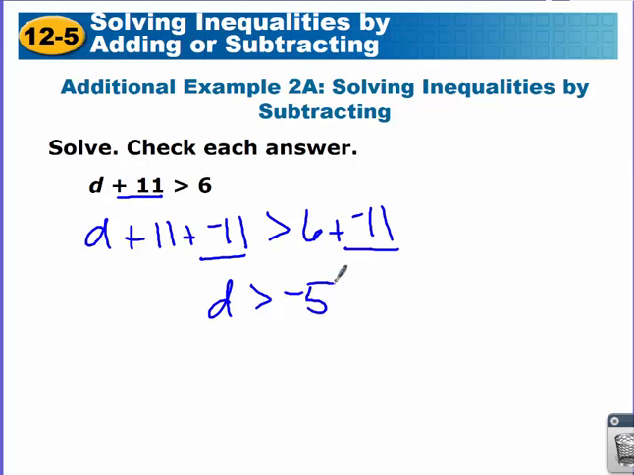So this says I need to pick a value greater than negative 5 to check to see if it works. So one of my favorite numbers to use when I can use it, when it's part of the solution set, is 0. 0 is greater than negative 5, so I can use 0 to check this answer. So I take 0 and I plug it into the original equation. 0 plus 11, is that greater than 6? 11 is greater than 6, so that is a true solution. Okay, so that is add, subtract.